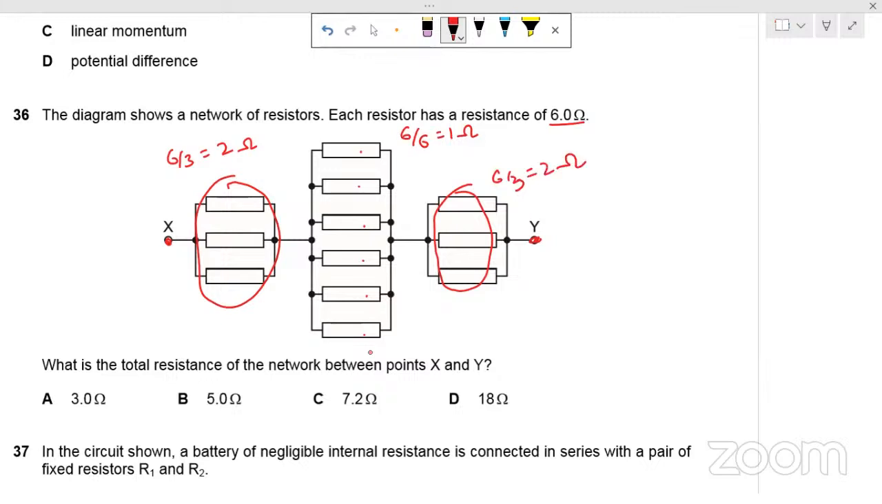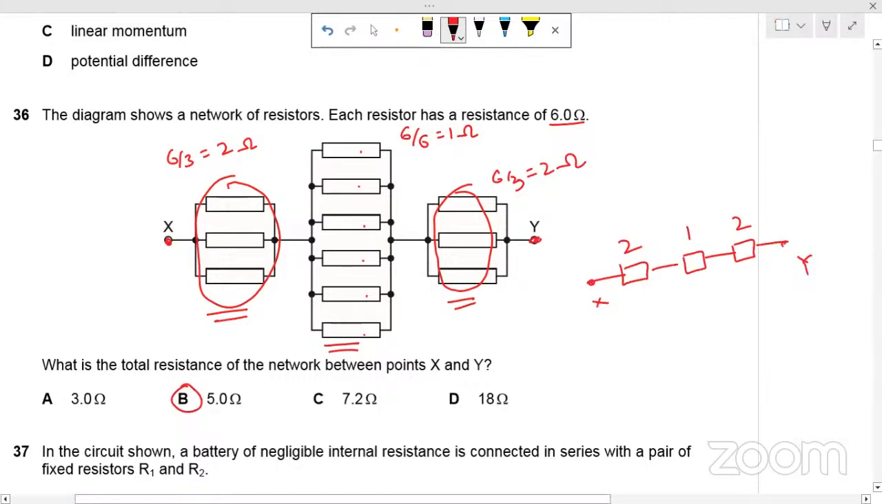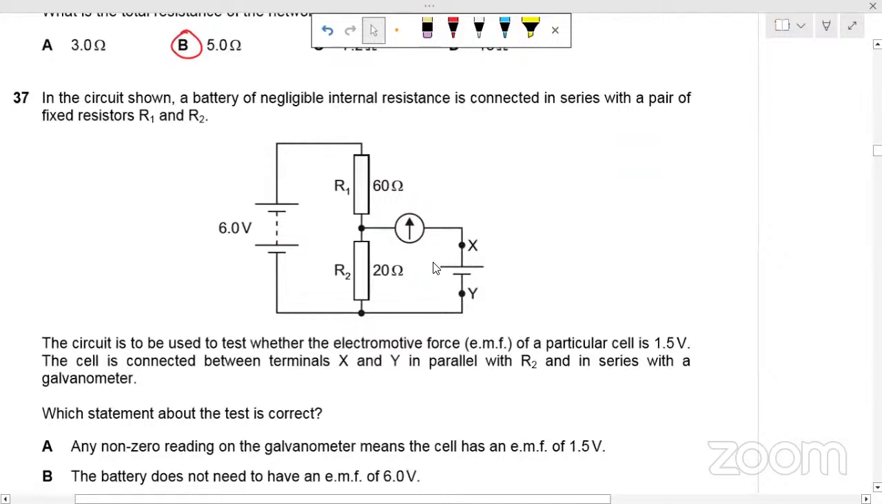Then this resistor, this resistor, and that one will be in series, which is 2, 1 and 2. What is the total resistance between X and Y? Excellent. It is 5 ohm. These 3 resistors will be added. Very simple question.